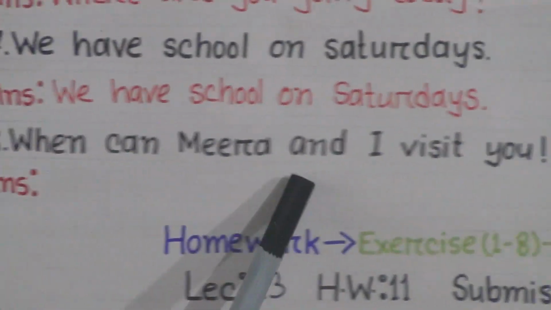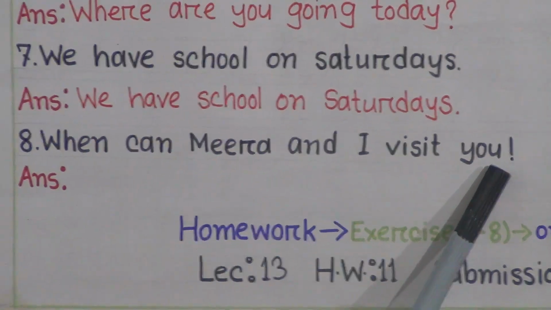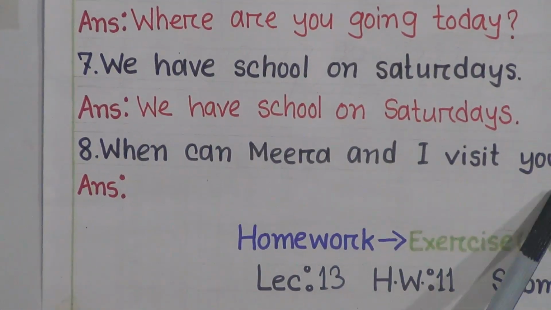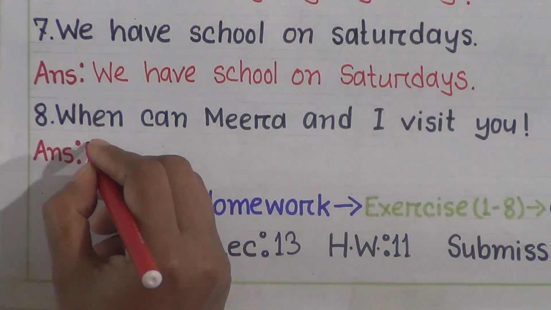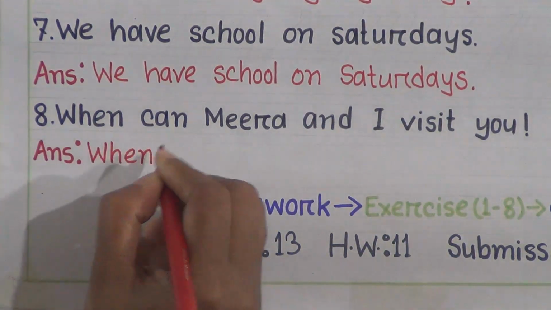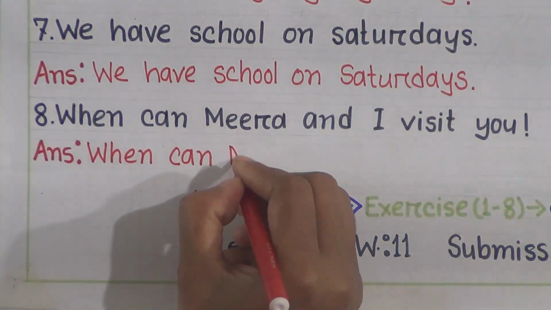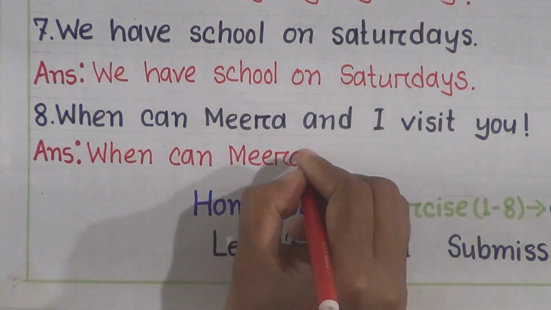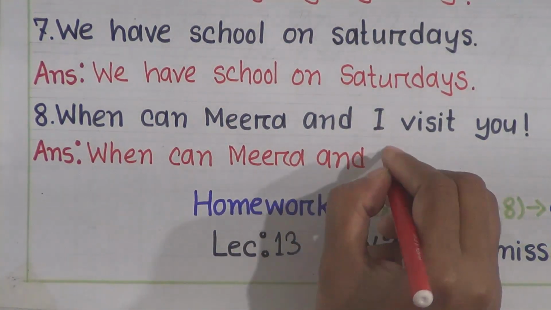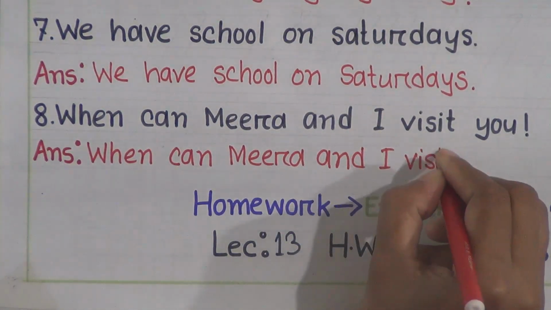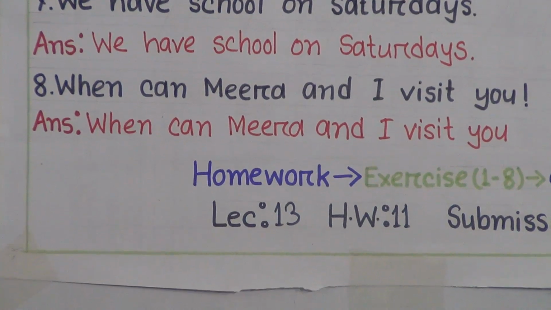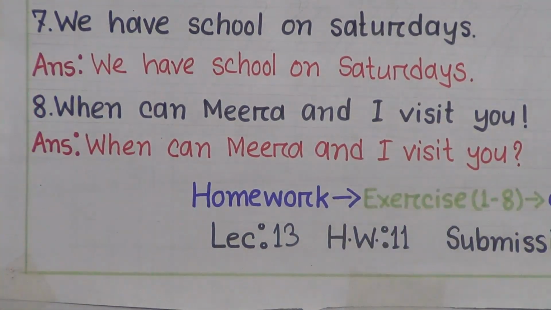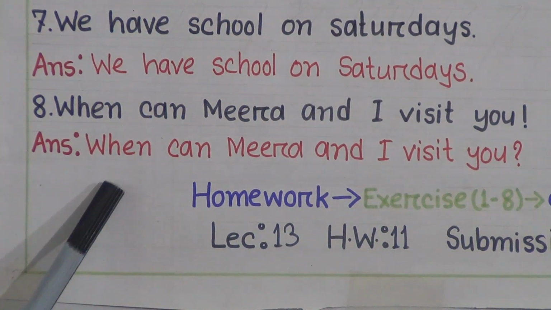Number 8, when can Mira and I visit you? Okay, here we find again the same mistake. Here we can't use this sign. We have to use a question mark instead of an exclamation mark. Write the answer. When can Mira and I visit you? With this sentence I'm asking a question, so we have to use a question mark here. When is one of the question words.